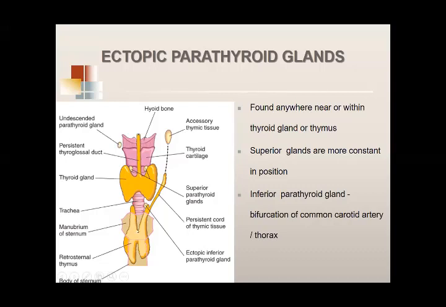Another usual location is the bifurcation of the common carotid artery, in the neck, or in the thorax, anywhere. So the superior parathyroid is more constant in its location. The inferior parathyroid may be lying anywhere. Okay, from the upper part of the neck to the vicinity of the thyroid gland, to the bifurcation of the common carotid artery in the neck, or down into the thorax, anywhere. The inferior parathyroid.